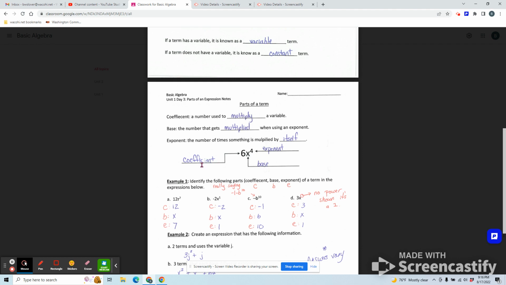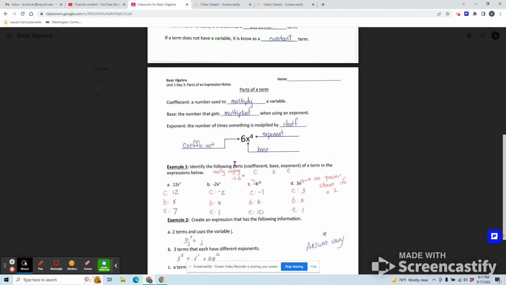So this 6 is the coefficient. It's the number that's being multiplied by the variable. Your variable, remember, is an unknown value. In this case, it's represented by the letter x. So that x represents our base. And then this 4, notice that it's a little bit higher and it's printed a little smaller than the other two things. That's your exponent. Okay? And that's saying a number multiplied by itself that many times.